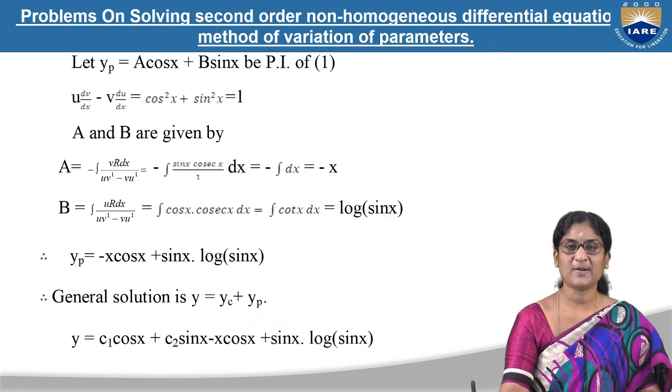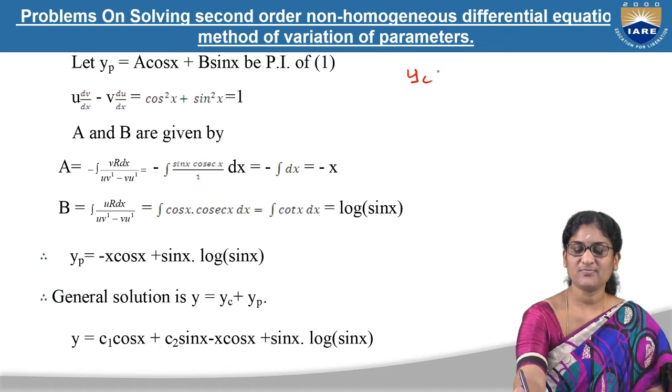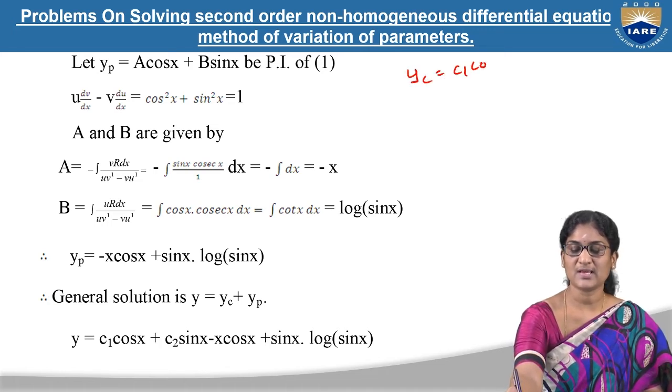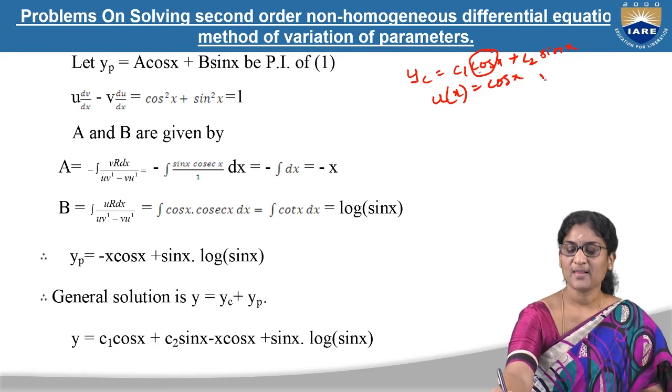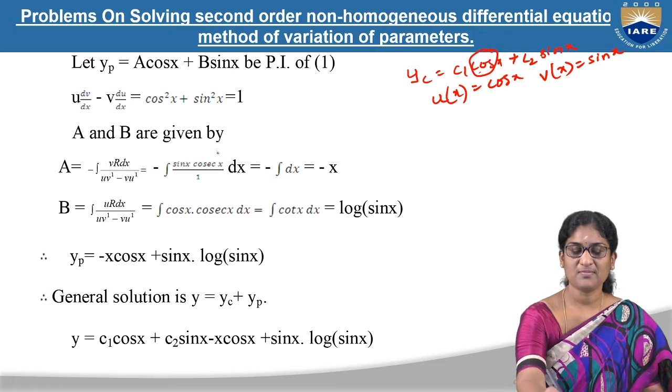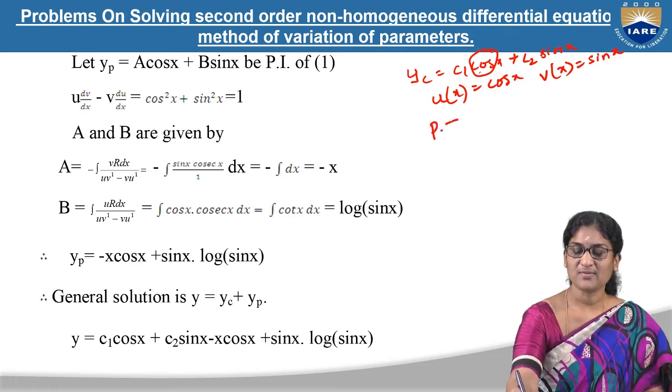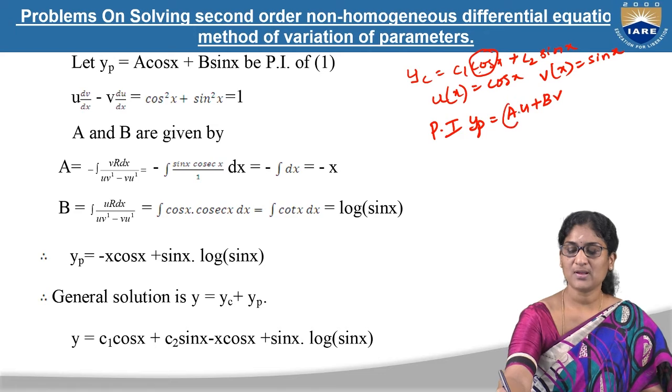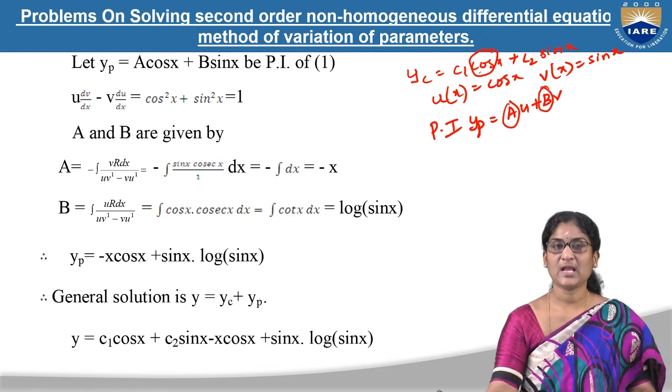Now we have to find the particular integral. We have already calculated yc, that is c1 cos x and c2 sin x. Now we will take u of x is equal to cos x and v of x is equal to sin x. Therefore the particular integral can be given by yp is equal to A u plus B v. So now our aim is to find A and B.